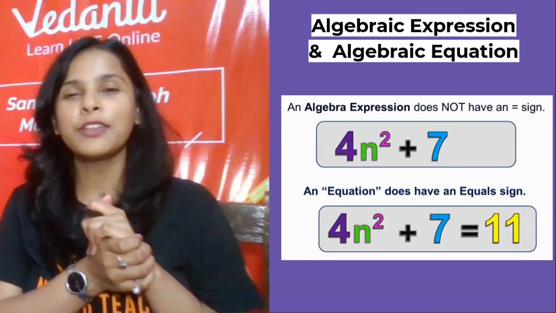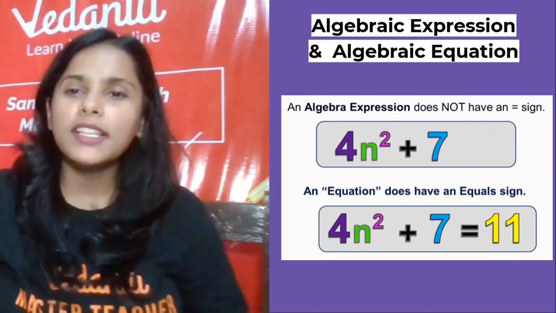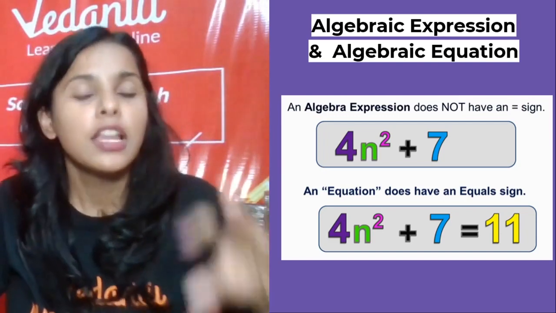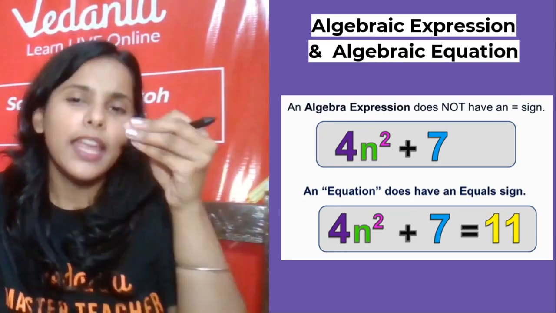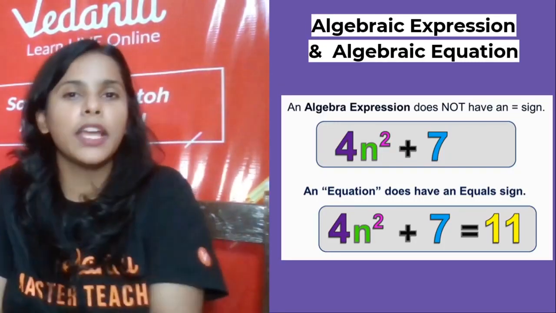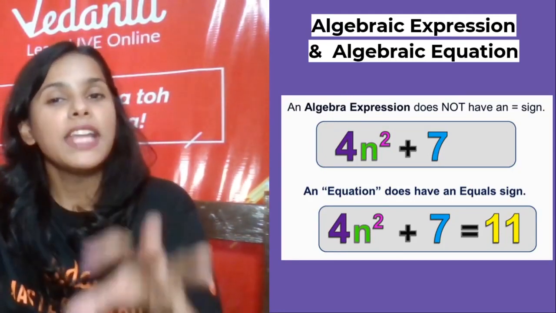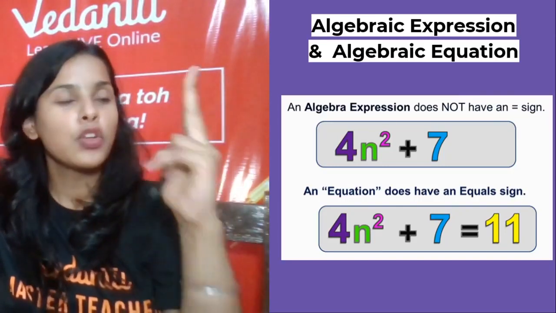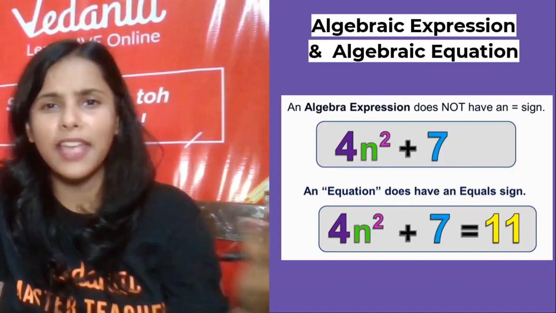So guys, quickly boom this chapter with the fast track revision. What is an algebraic expression and what is an algebraic equation? A basic difference is that when we put an equals to sign between two algebraic expressions, that becomes the algebraic equation. An algebraic expression should have a variable, a constant and an operator, that is plus, minus, multiply and divide.